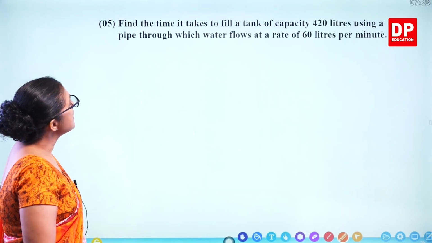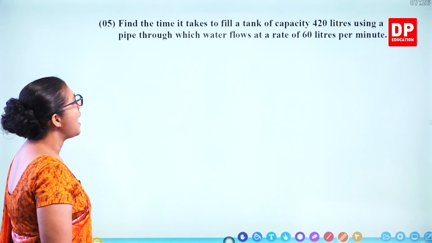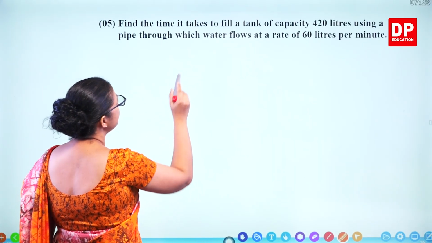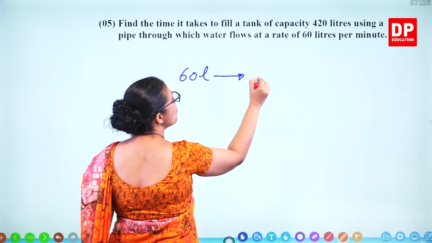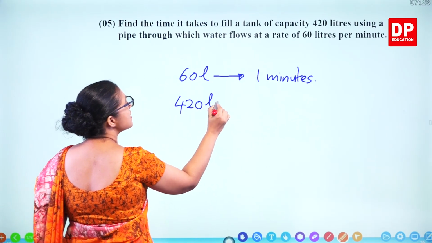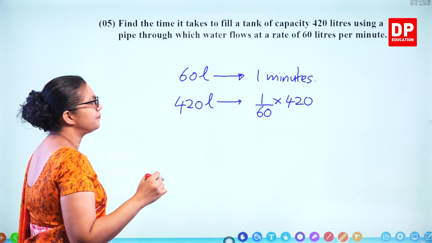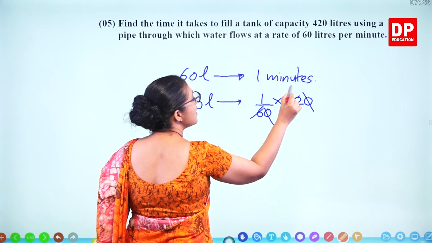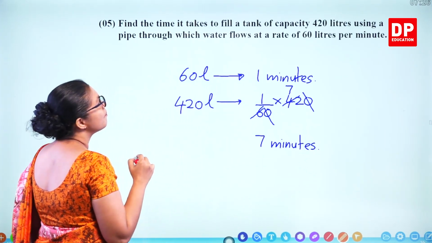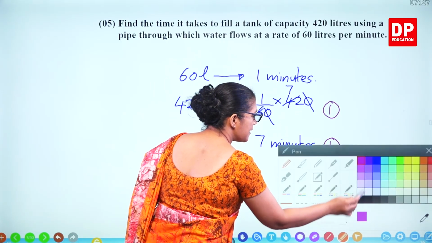Question number 5. Find the time it takes to fill a tank of capacity 420 liters using a pipe through which water flows at a rate of 60 liters per minute. So 1 minute is 60 liters. So you can write 60 liters means 1 minute. So how many minutes for 420 liters? So you have to divide 420 by 60. 0 get cancelled out. 6 times 7, 42. So 7 minutes. So you get 2 marks, 1 mark for this method and 1 mark for the final answer.